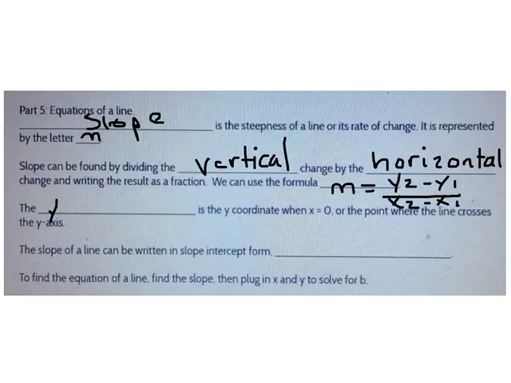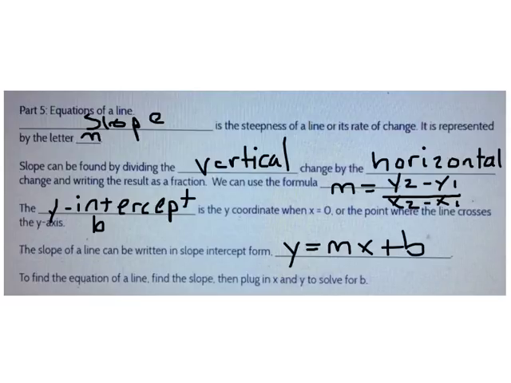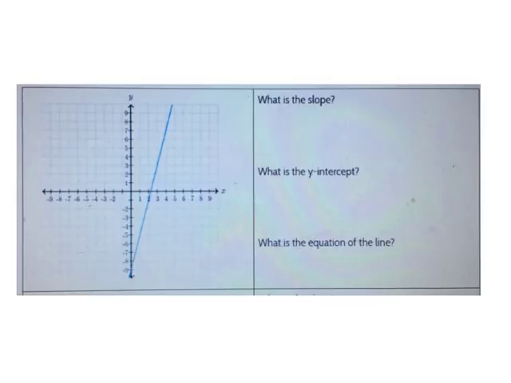The y-intercept is the y-coordinate when x is 0, or the point where the line crosses the y-axis. It's represented by the letter b. The equation of a line can be written in slope-intercept form, y equals mx plus b. To find the equation of a line, we can find the slope and then plug in x and y to solve for b. Let's do an example together.